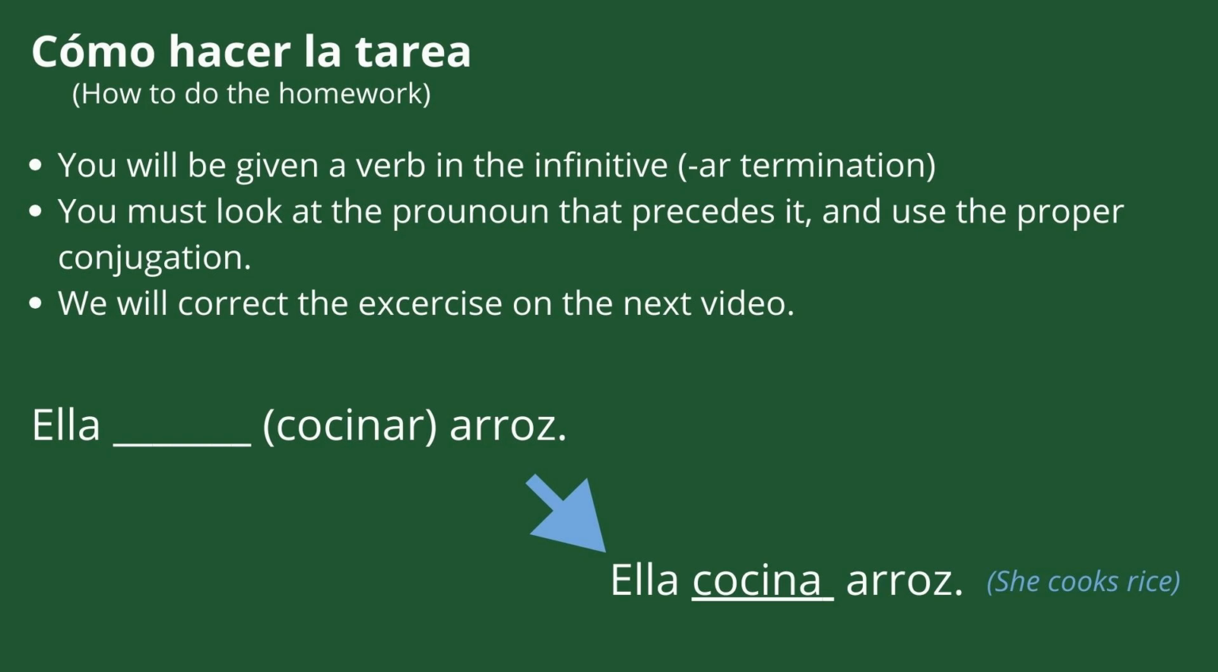Let's take a look at an example. We're going to be given a sentence like this one. Ella cocinar arroz. That cocinar, that verb, is an infinitive form. We must conjugate it according to the pronoun, in this case, ella. So the correct answer in this case is gonna be ella cocina arroz. That's the proper conjugation. It's quite simple.